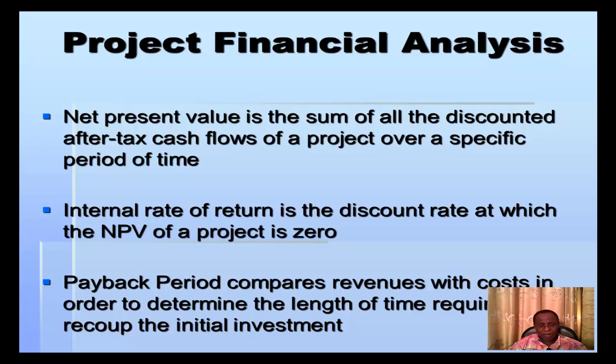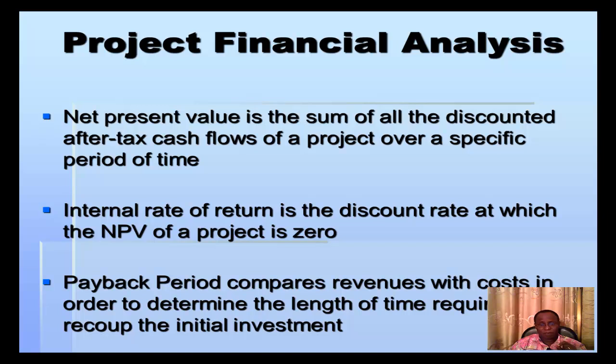Then there's the internal rate of return. Now this is the discount rate at which the NPV of a project is zero. Because remember, you want the project to have a positive NPV, but you want to know what discount rate is the limit, below which your project will just not be viable.